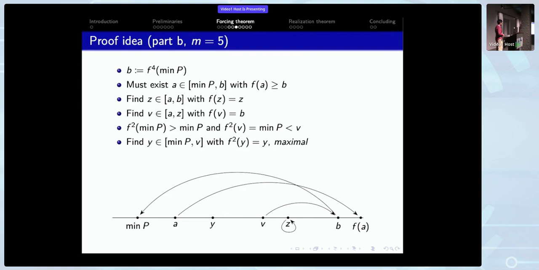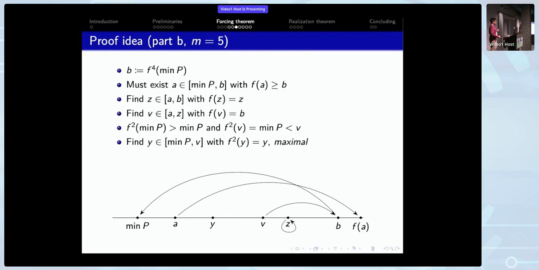So there must be some point in between, which I've called y, which has f squared of y equal to y. So this point is the one which I want to be my periodic point, because I hit it twice with f, and I've got back to where I started. But I don't yet know that y has minimal period 2. I just know that it has period 2.